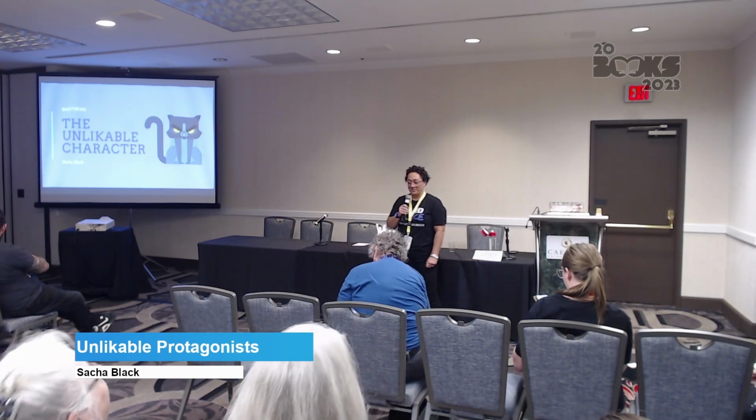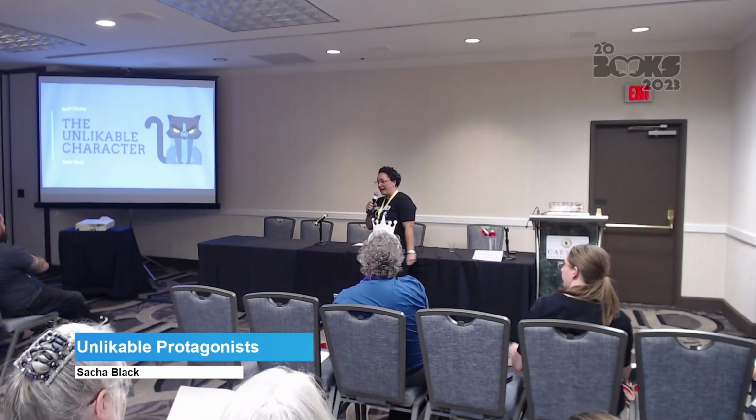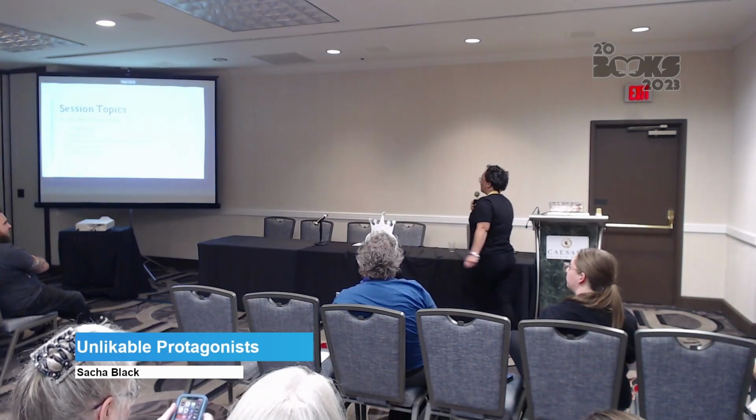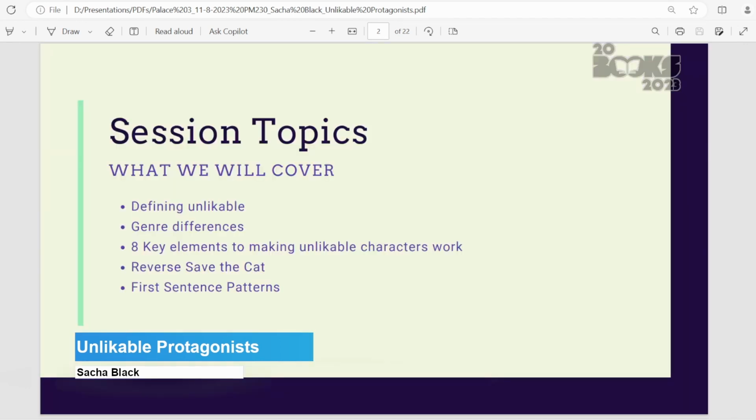We can go. Okay, this is Mastering the Unlikable Character. Before we begin, we're going to mostly talk about defining them. Then we're going to look at the key tactics and tools that I want you to take away to use. There's 8 of them. We'll talk about reverse save the cat and a few first sentence patterns, and then you can ask me some questions at the end.